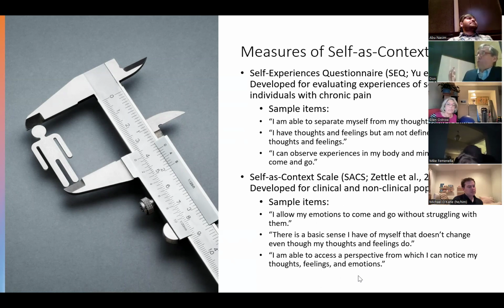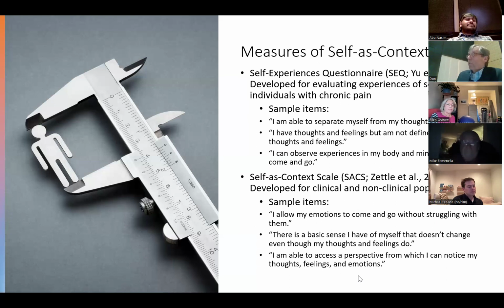And then another one, which is about equally used. I'd say, if you look at the studies, these two are used pretty much 50-50. And that's the Self as Context Scale, which was developed by Bob Zettle and his research lab. And it has similar kinds of items.